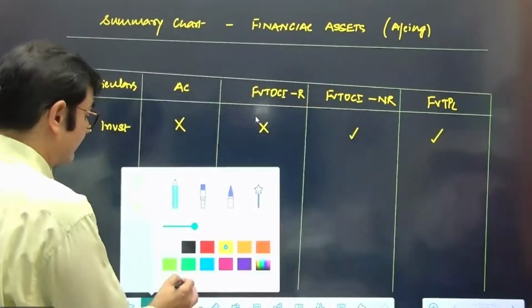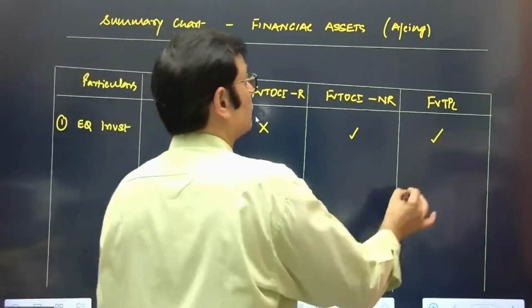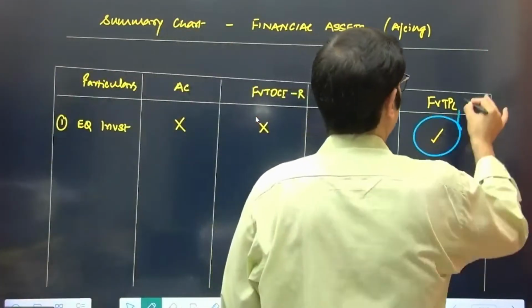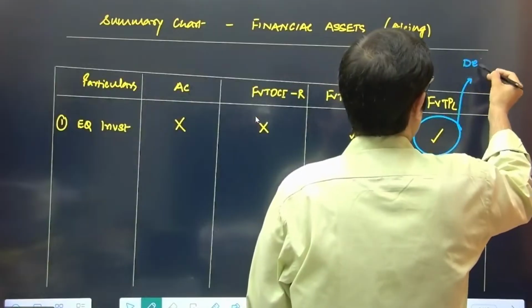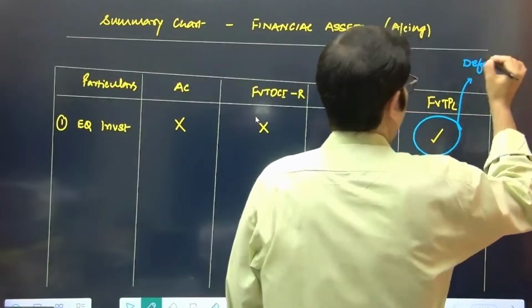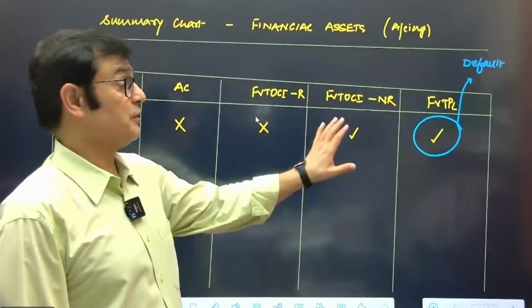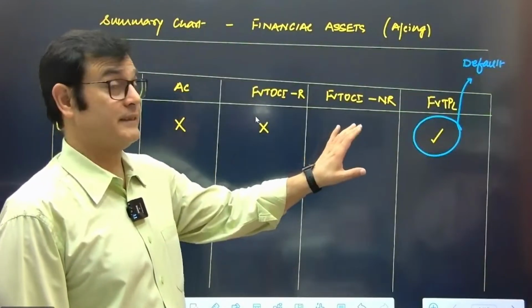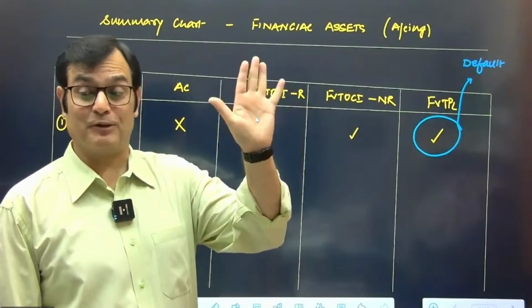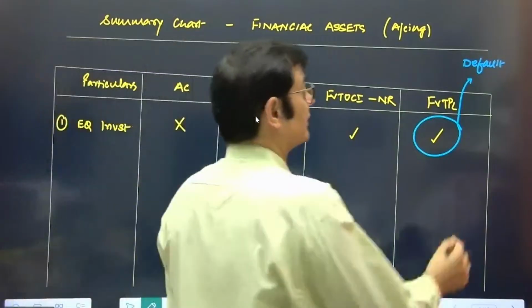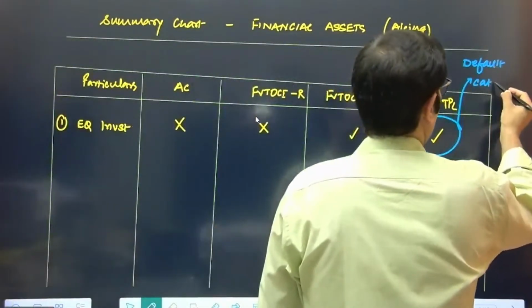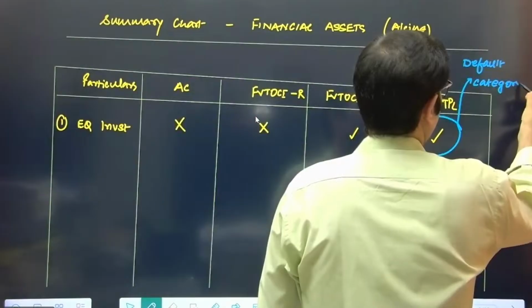So let me just add that element as well. So we can say this is supposed to be the default category. However, the choice is the entity's. It is an irrevocable choice. So if you're given in the question there is an irrevocable option selected, then it is OCI. Absolutely correct. So this is the default category which is going to apply as far as equity investment is concerned.